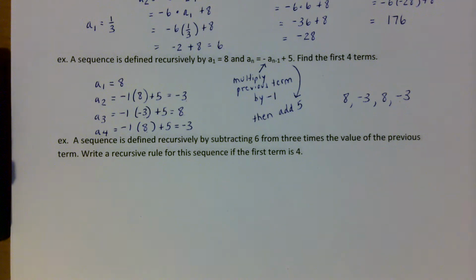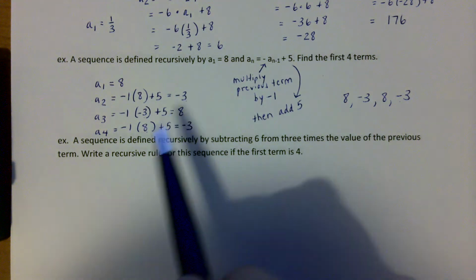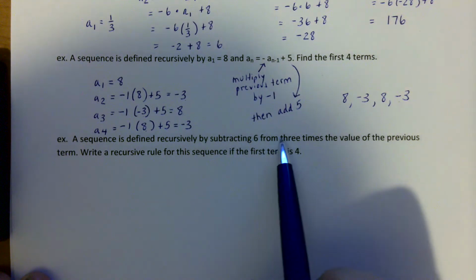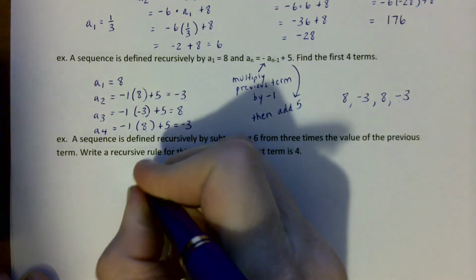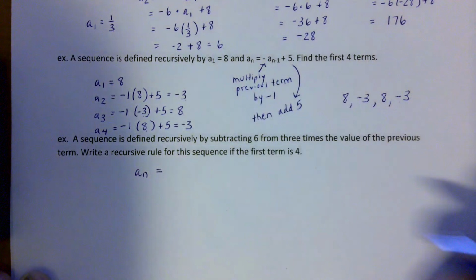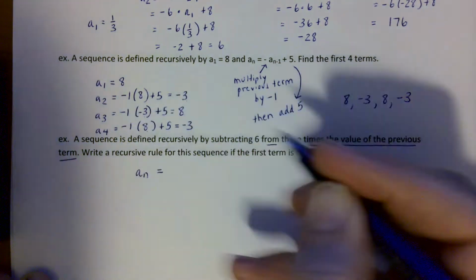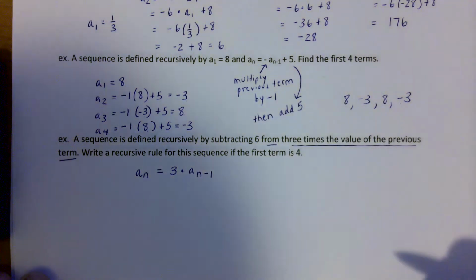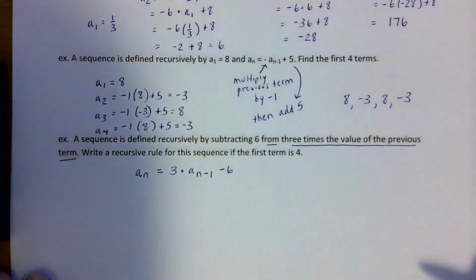Sometimes you're asked to define a sequence recursively, and it's written in words. So we need to write it in symbols. It's defined recursively by subtracting 6 from 3 times the value of the previous term. So we're saying that a sub n will equal, remember from comes first, so 3 times the value of the previous term. 3 times, and the previous term is shown by a sub n minus 1, and then we're going to subtract 6 from that.